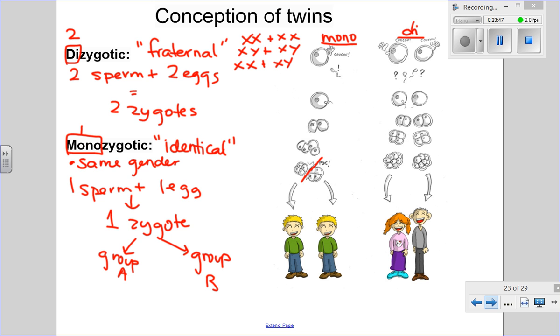genetic information. In dizygotic twins, notice how there was a separation the entire time. There were two eggs, there were two sperm, there were always two groups of cells, so they were never part of the same group of cells.